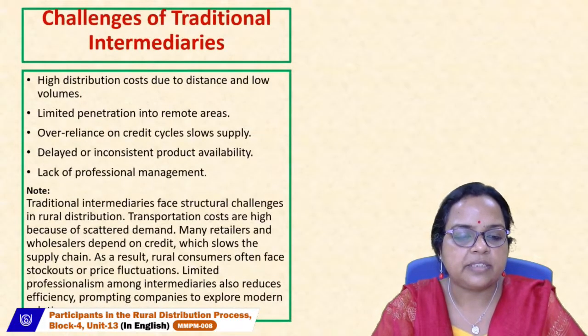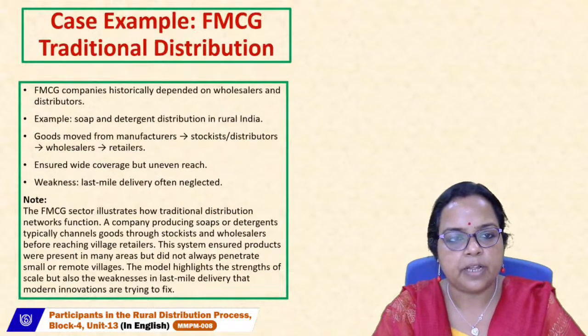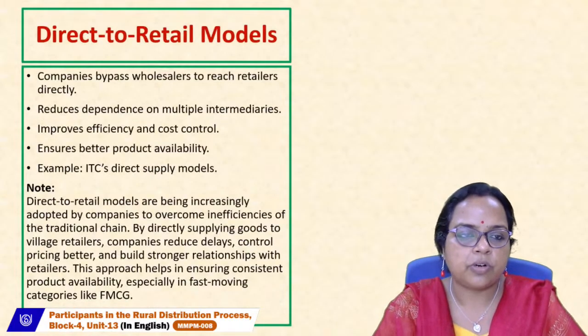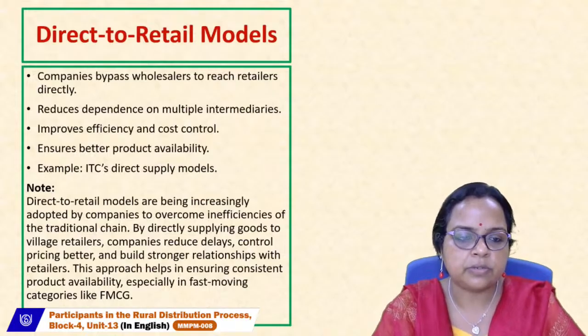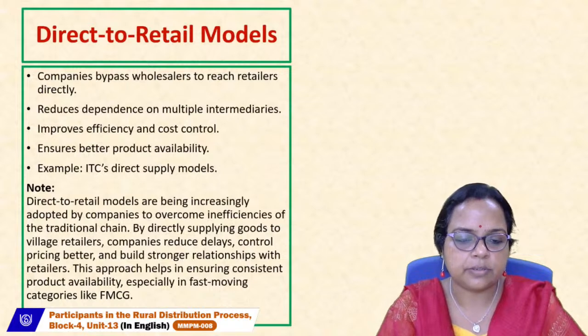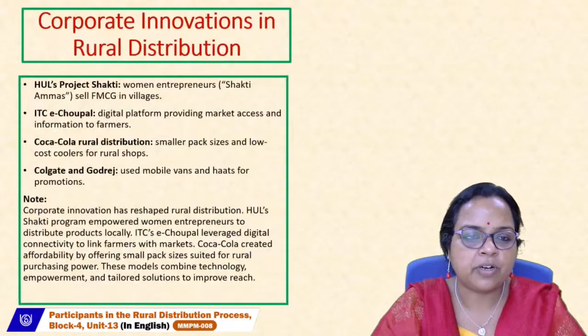But there are some challenges that we understood. Challenges like high cost of distribution, limited penetration, over reliance on credit cycles, and inconsistent product availability. And for this, we understood FMCG traditional distribution as a case study. Then two models. One is the direct to retail model, where ITC is directly supplying product to its consumer through e-choupal. So there are no intermediaries in this particular model.